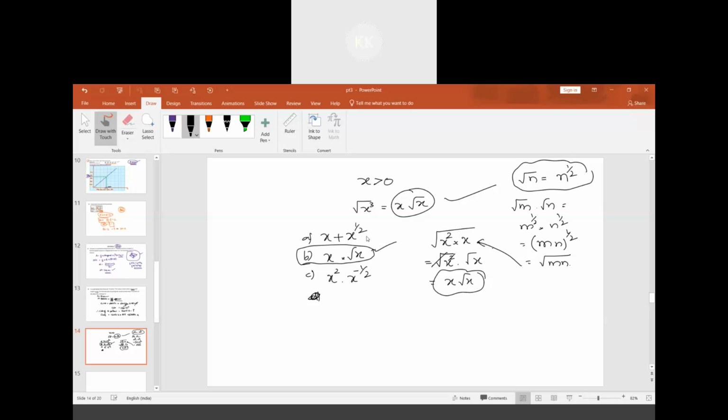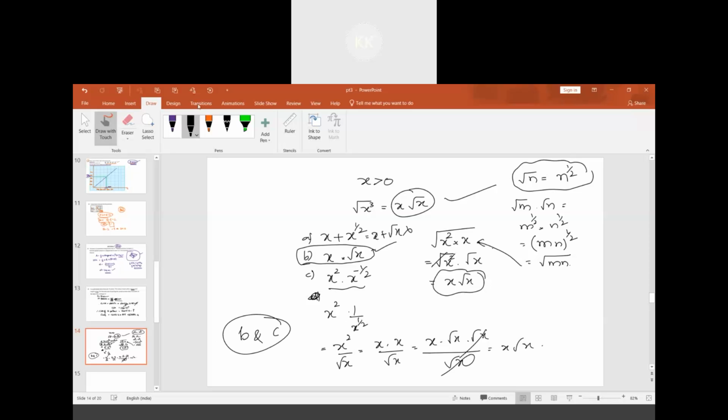When we consider this, it will be x plus root x. The value of x plus root x will not be the same as this. So option C is not possible. If I take this x square, this is 1 by x to the power of 1 by 2, which is x square divided by root x. This can be written as x into x divided by root x. So x into root x into root x divided by root x. Root x cancelled. We get x root x. B and C are correct.